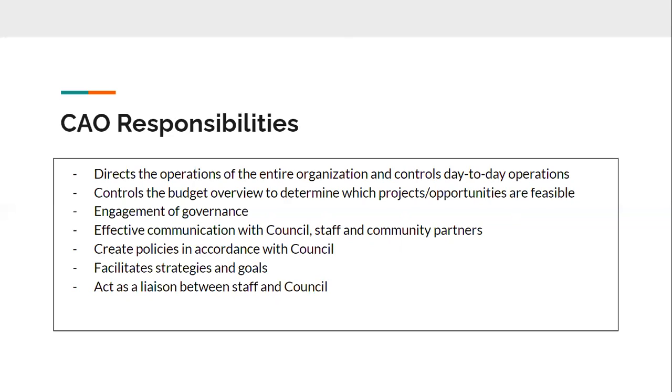The CAO within a for-profit organization works very similarly to an executive director in that they have to have effective communication with council, staff, and community partners. The main difference being that a CAO is more focused on generating profits, but they also create policies in accordance with council to reach these goals, and they act as a liaison between staff and council, which is similar to an executive director within the nonprofit sector.